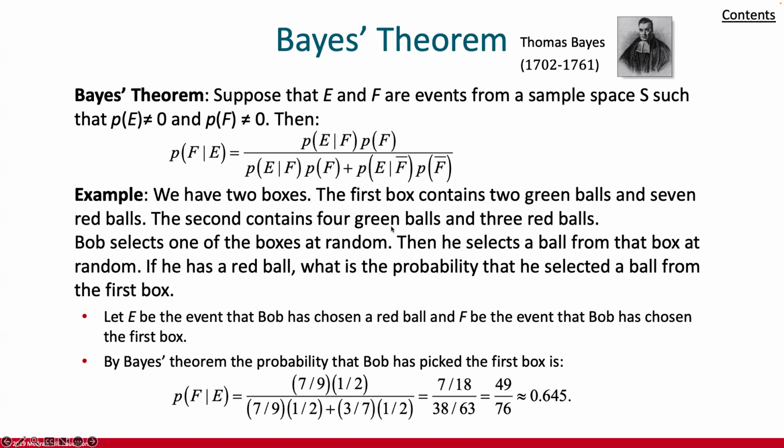Suppose we have 2 boxes. The first box contains 2 green balls and 7 red balls. The second contains 4 green balls and 3 red balls. Bob selects one of the boxes at random, then he selects a ball from that box at random. If he has a red ball, what is the probability that he selected a ball from the first box? So roughly 0.6, a little bit more than half for sure, 65% just about.